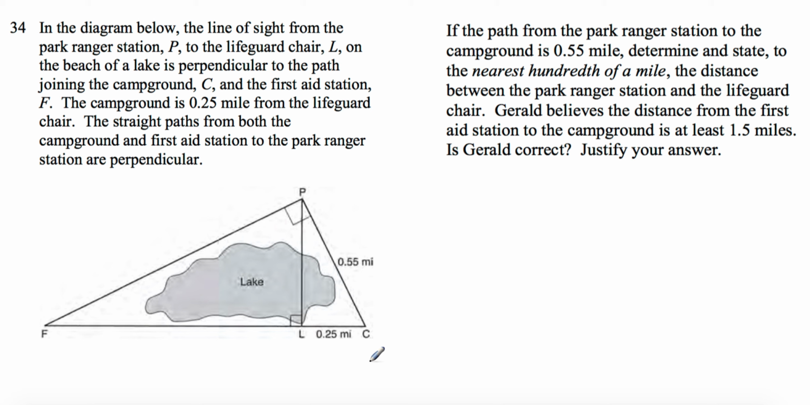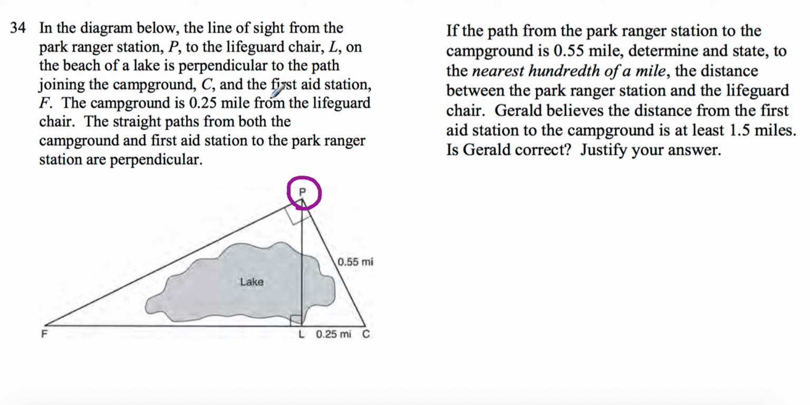So in this question, we are looking at the line of sight from the park ranger's station P, park ranger is right over here, to the lifeguard chair L on the beach on a lake perpendicular to the path joining campground C over here, and then first aid station right over here.